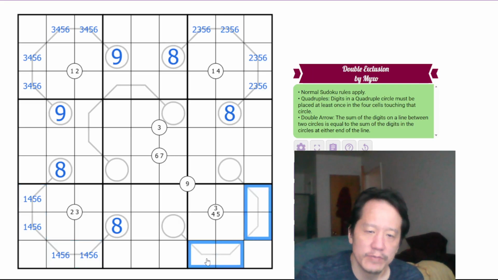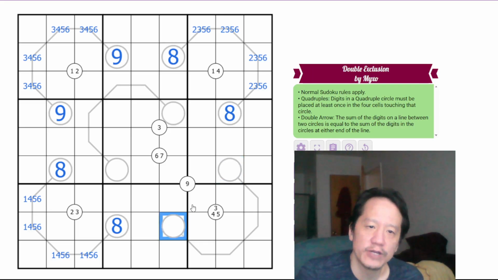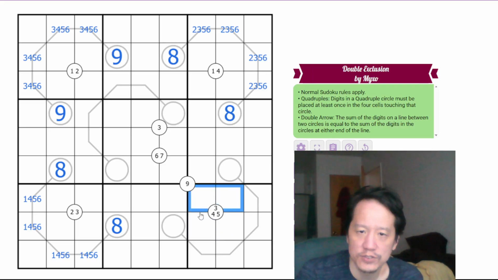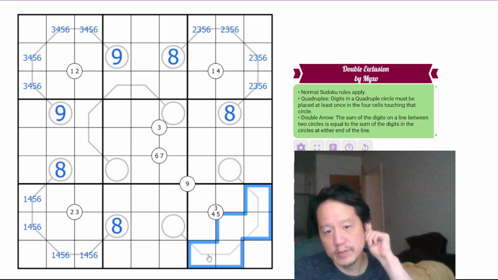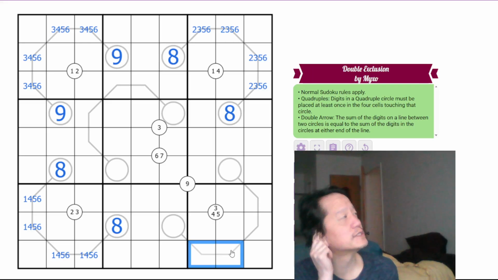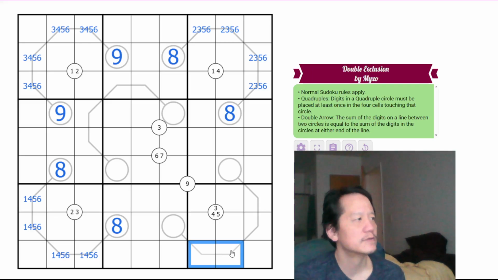What's the minimum here? So this can maximally go up to 18 again, because you can have a 9 and a 9 here. Well, this is 1, 2. They cannot have 3, 4, and 5, because the 3, 4, and 5 in the box have to be surrounding this quad circle. And so the minimum here is 1, 2, 6, and 7.